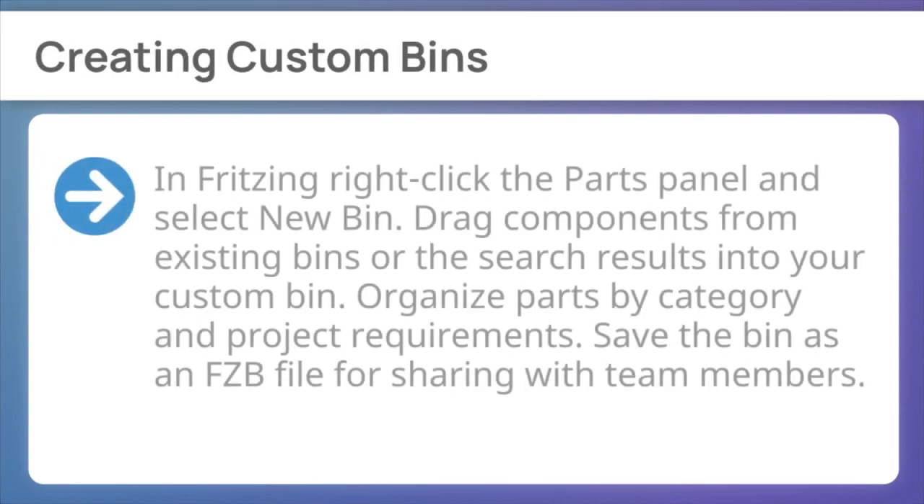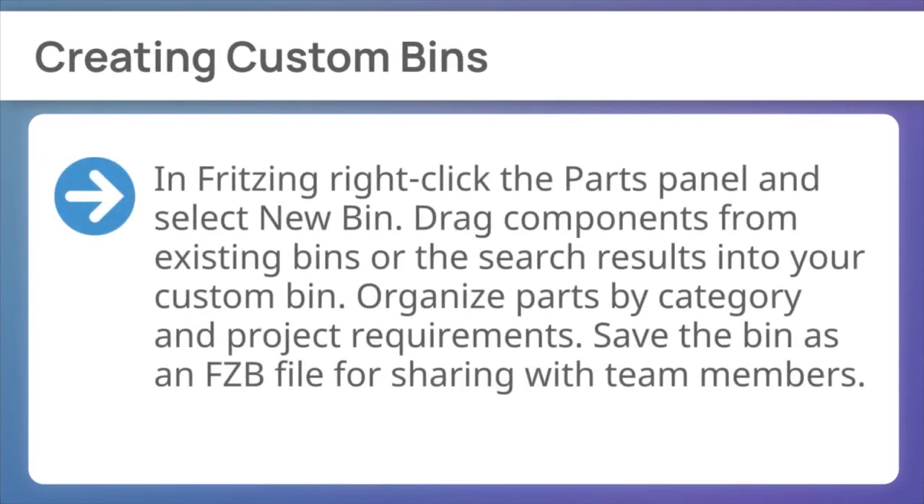Next, creating custom bins. In Fritzing, right-click the Parts panel and select New Bin. Drag components from existing bins or the search results into your custom bin. Organize parts by category and project requirements. Save the bin as an FZB file for sharing with team members.